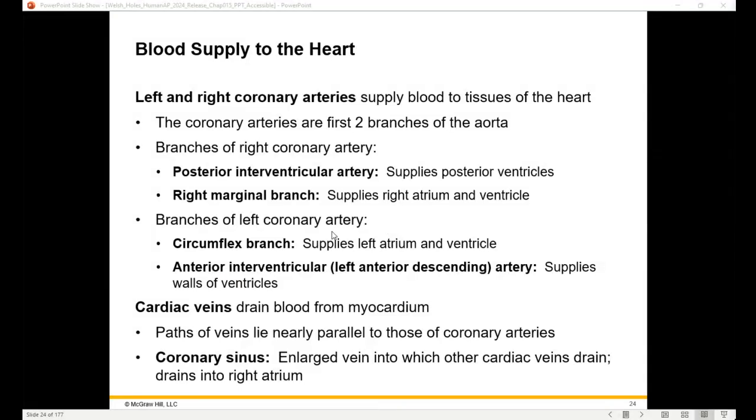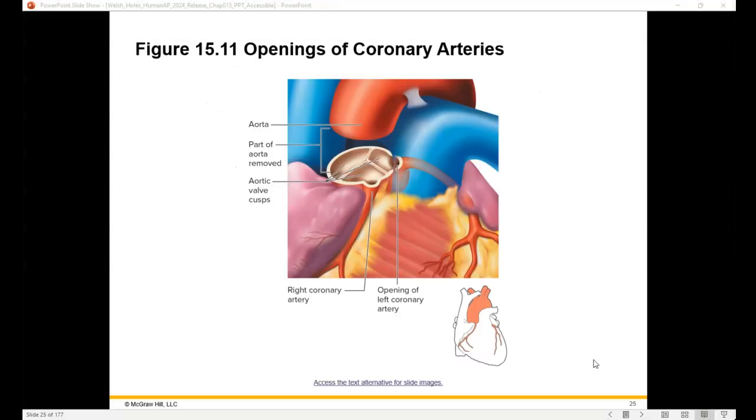As far as branches of the left coronary artery, we have the circumflex branch, which supplies the left atrium and ventricle. We have the anterior interventricular or left anterior descending artery that supplies the walls of the ventricles. The cardiac veins drain the blood from the myocardium. The paths of the veins lie nearly parallel to those of the coronary arteries. The coronary sinus is the enlarged vein into which other cardiac veins drain, and this drains into the right atrium, back into this full circuit.